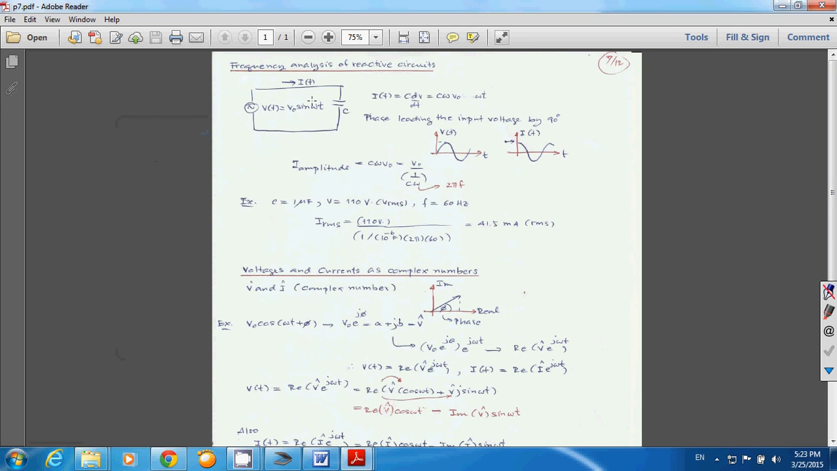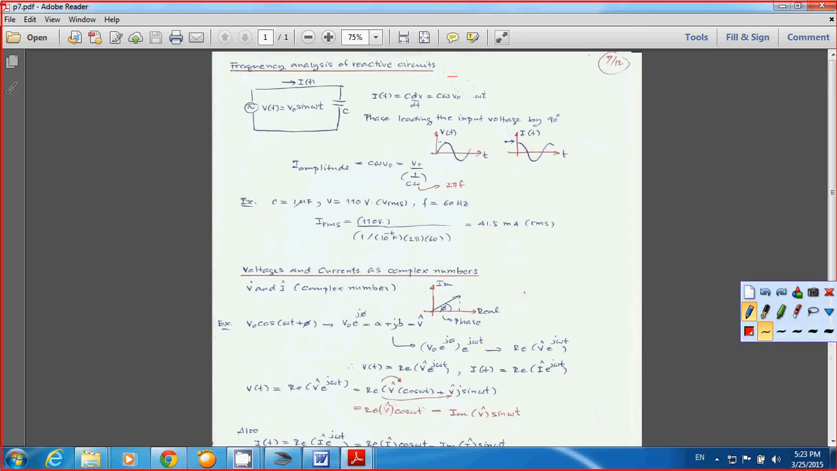Now take a look at the frequency analysis of reactive circuits, because we are associated with our C and L. Both devices become reactive, not resistive like a resistor here. Let's say both V out and impedance become frequency dependent.